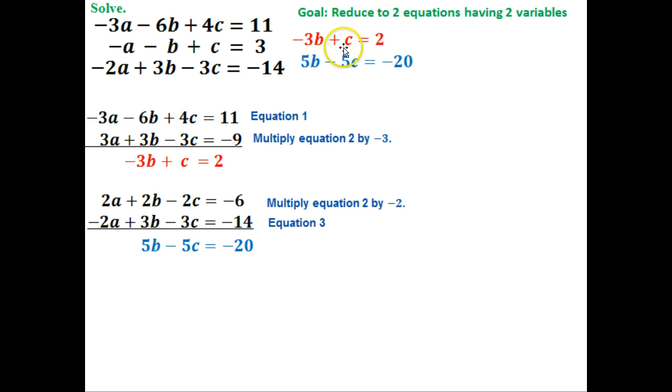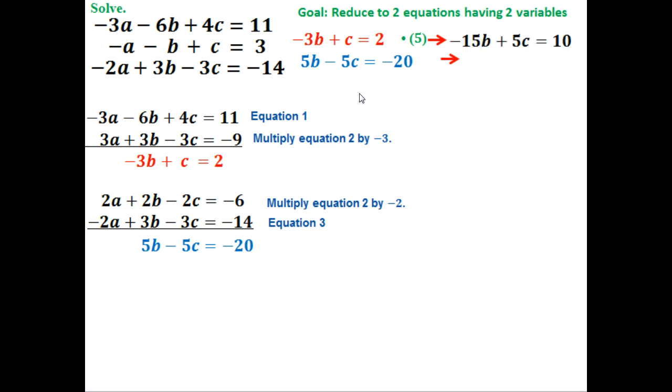So I can multiply this one by 5 and this one by 3 if I want. That will eliminate my b's. I can also multiply this top one here by 5, and that will actually eliminate my c's. So that's what I'm going to choose to do, only because I only have to multiply one equation. So I'm going to multiply that top one by 5. The bottom one I'm not going to change at all.